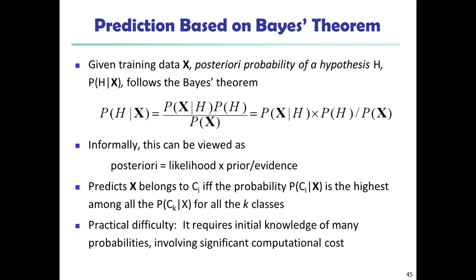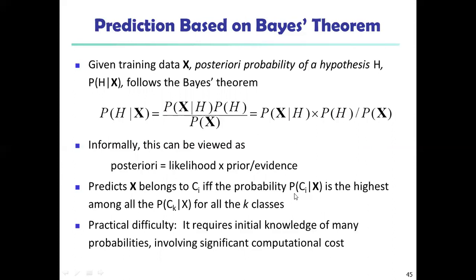The same Bayesian theorem is reflected here, calculated from the probability of the hypothesis given the data values, that is the training data. Informally, this can be viewed as posterior equals likelihood times prior divided by evidence. Here we have to predict that X belongs to Ci if the probability of Ci given X is the highest among all the Ck given X for all the K classes.